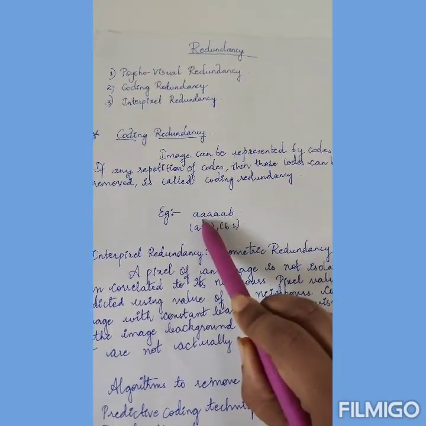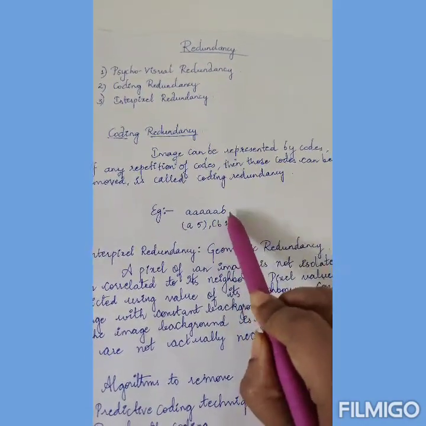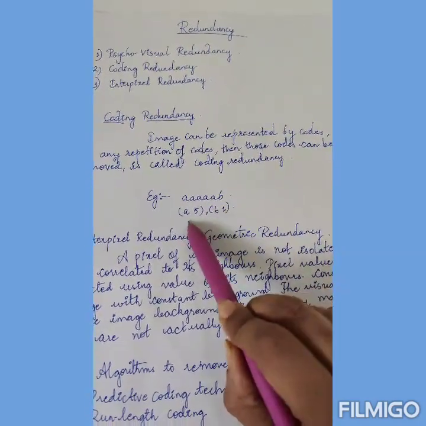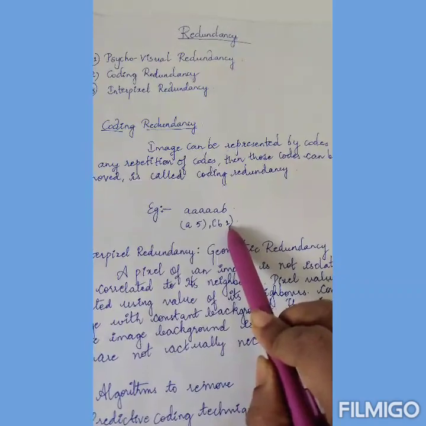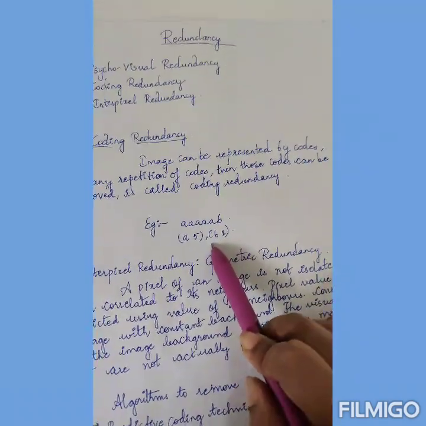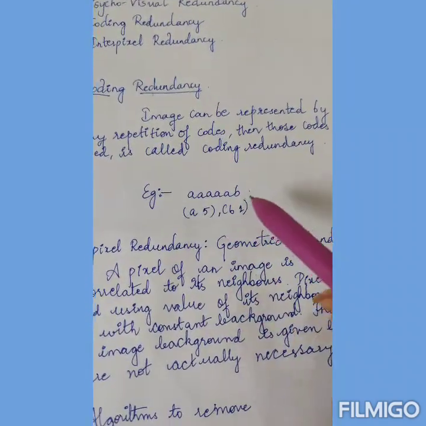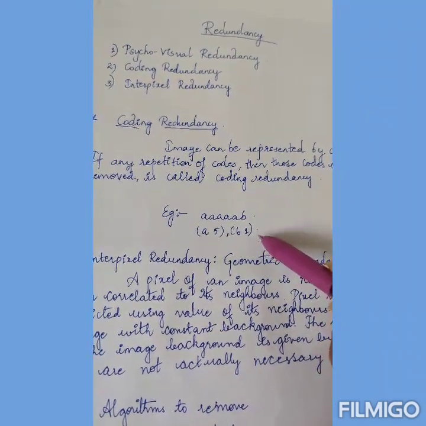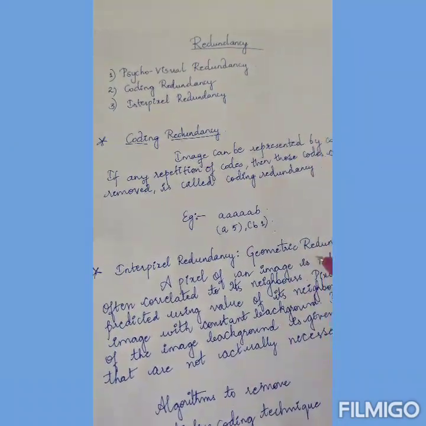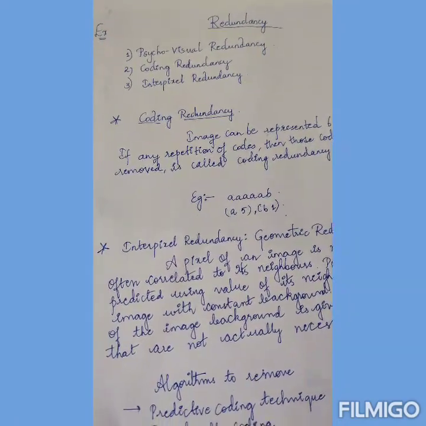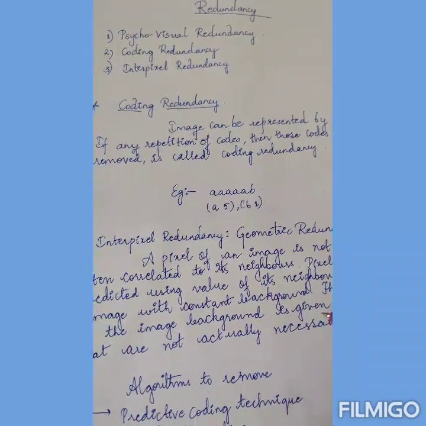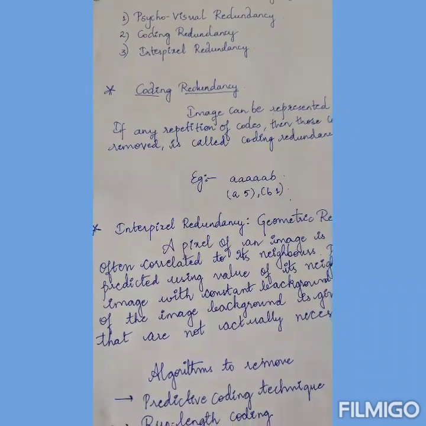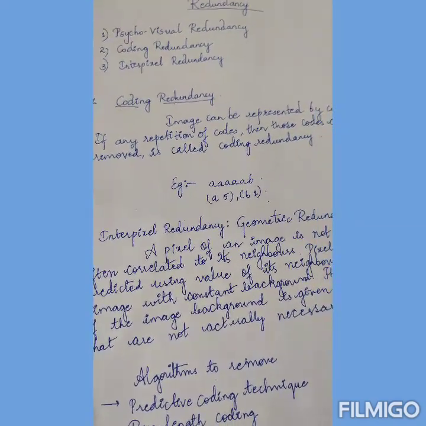One method: A is repeating 5 times and B is repeating 1 time, so A 5, B 1. Like this we can write it in the form of a vector, and in this way we reduce or remove the codes. That method is called coding redundancy. There are several methods for doing this, Huffman coding and arithmetic coding, and I'll explain them in detail one by one.